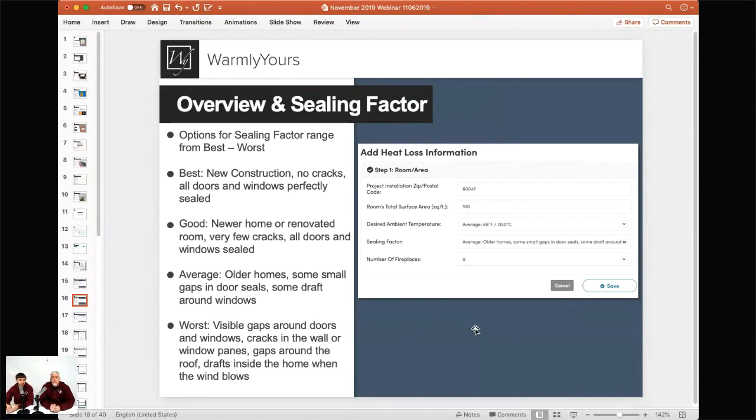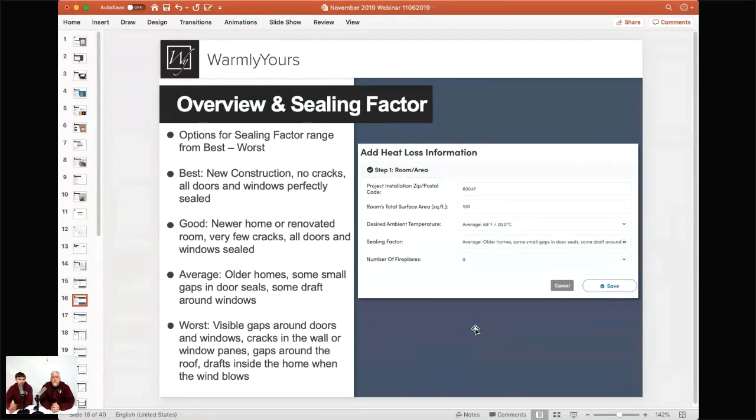Then desired ambient temperature. That's where you also want to be realistic, because the higher the temperature you set here, the calculation is going to be done differently, assuming that room is nice and warm, and of course it's going to lose more heat. But if you set it to, like the example here, an average of 68, then the heat loss level is going to be lower, because you're not losing that much heat if you have more normal temperatures inside.